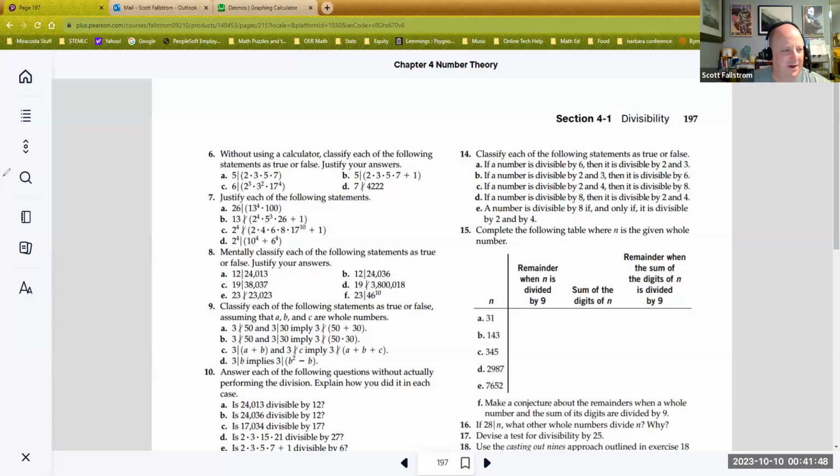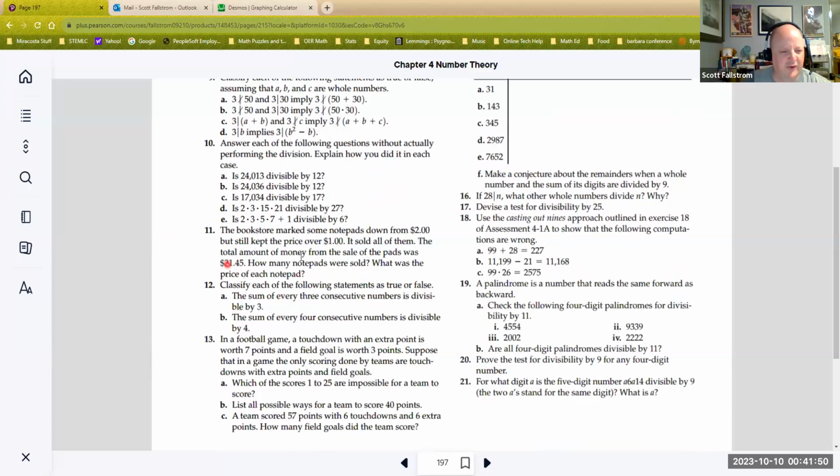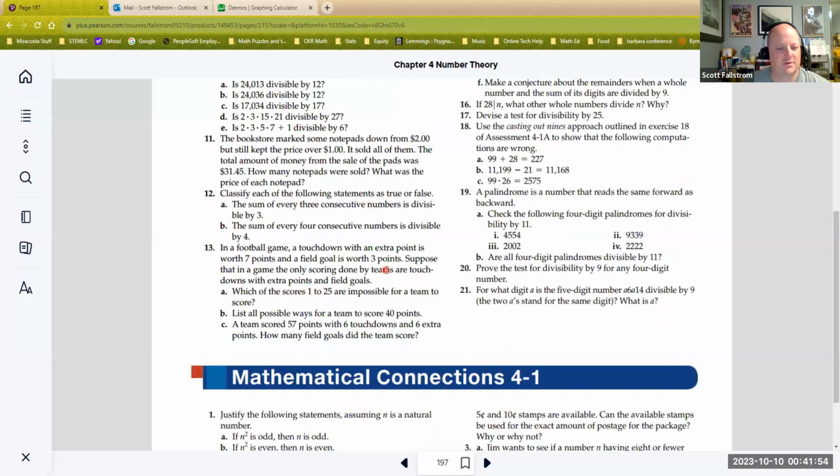Question 11. Notepads. Oh, yeah, this one with notepads. How many notepads were sold? So we know we have two numbers that multiply together. It has to be between $1 and $2.